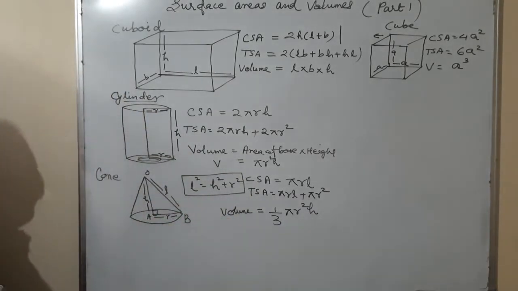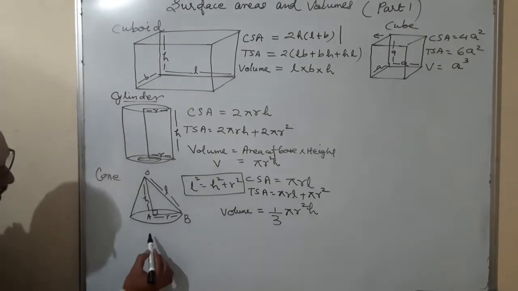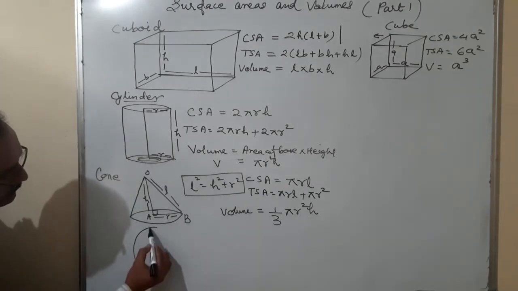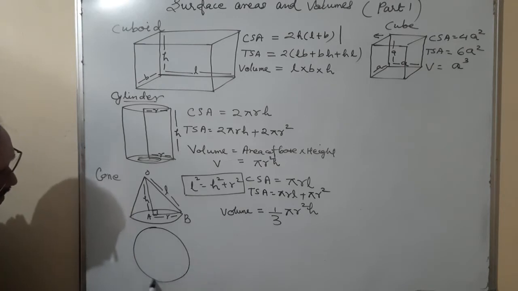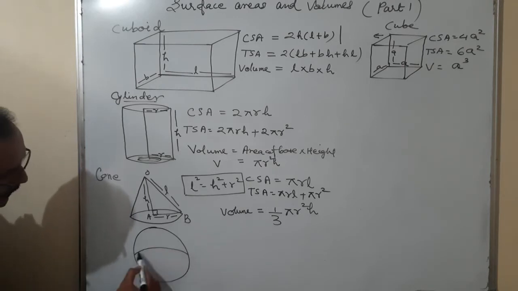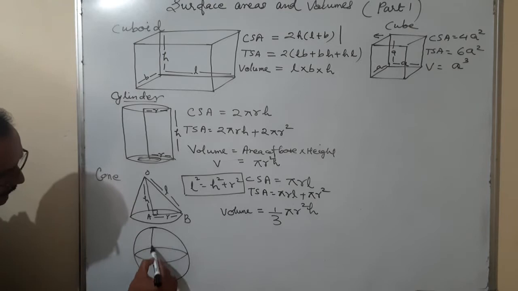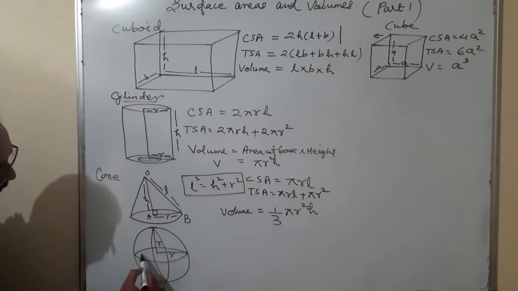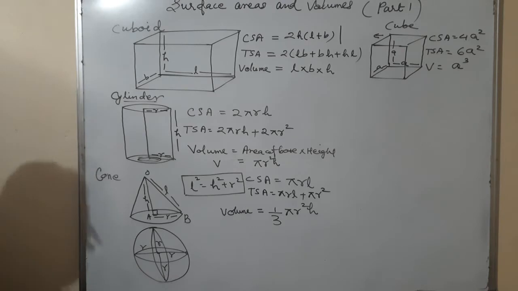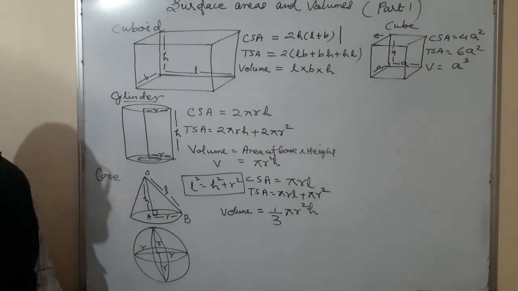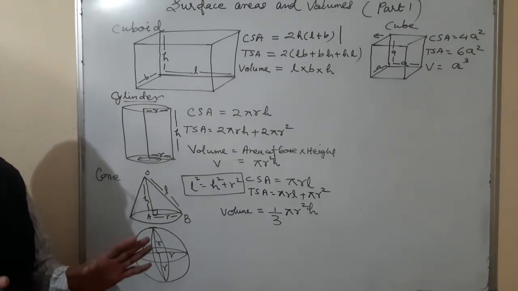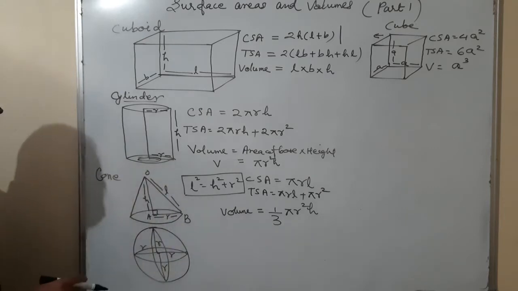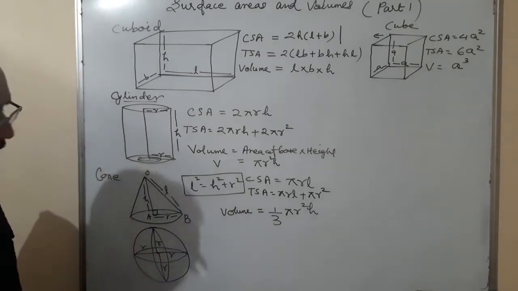That is one. After that, it is a sphere. No height, only radius is there: r, r, r and r. The radius is always equal. In a sphere there are only two things: one is the surface area, second is the volume, because there is no TSA here. Sorry, no CSA here. Curved surface area is not here, only surface area.